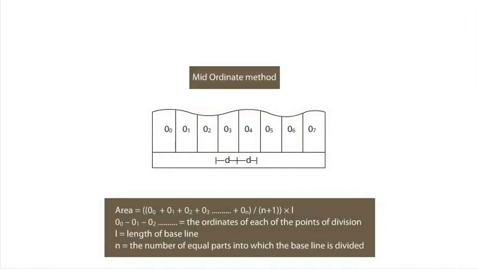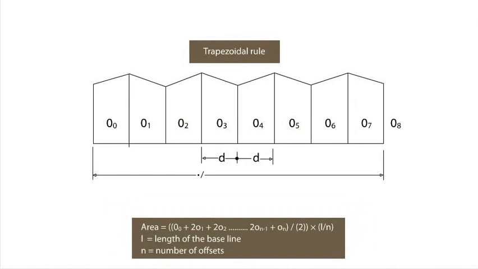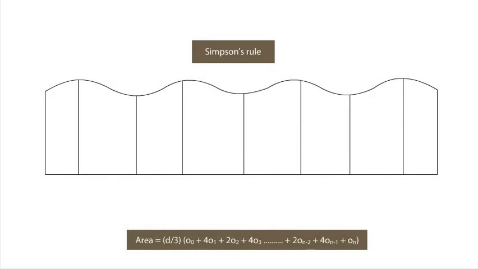In the mid-ordinate method, ordinates drawn at each point of division of the baseline are used to compute the area. In the trapezoidal rule, this formula is applied to compute the area. Similarly, this is the formula to be used for computation of area by the Simpson's rule.